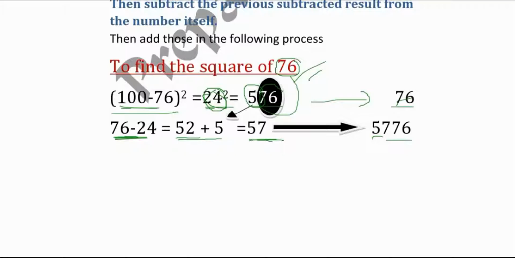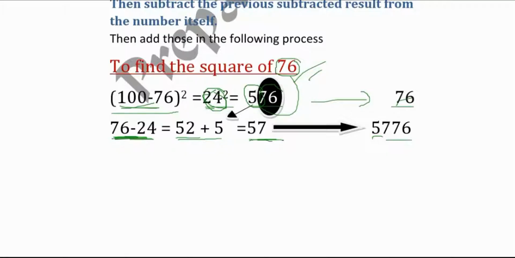Let's discuss again. 100 minus 76 is 24. We have to find the square of 24 as in the previous case. So 576. Keep 76 alongside. Up to that, the case is almost similar except that 100. And in the next case, here is the difference.